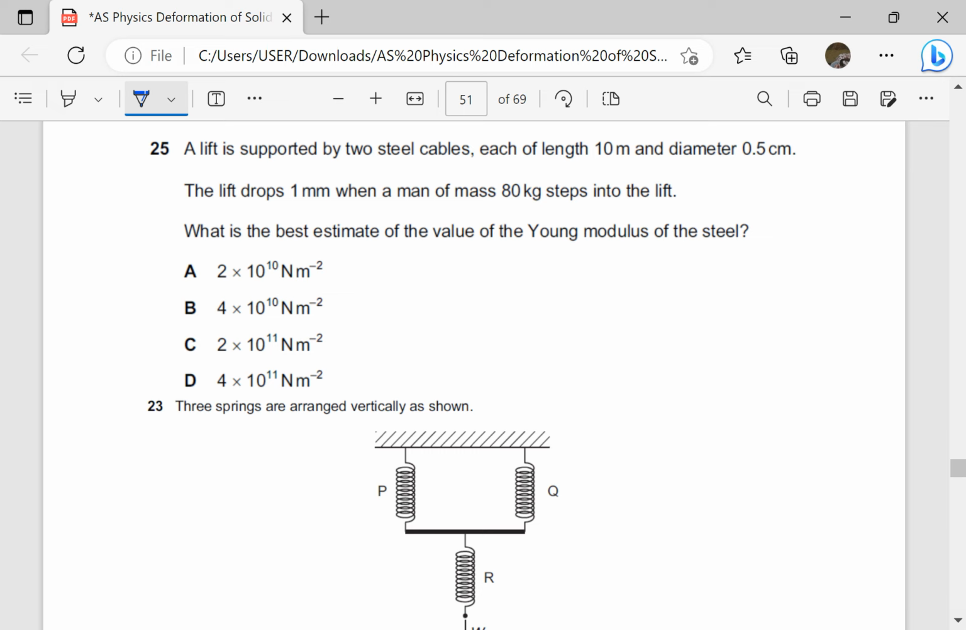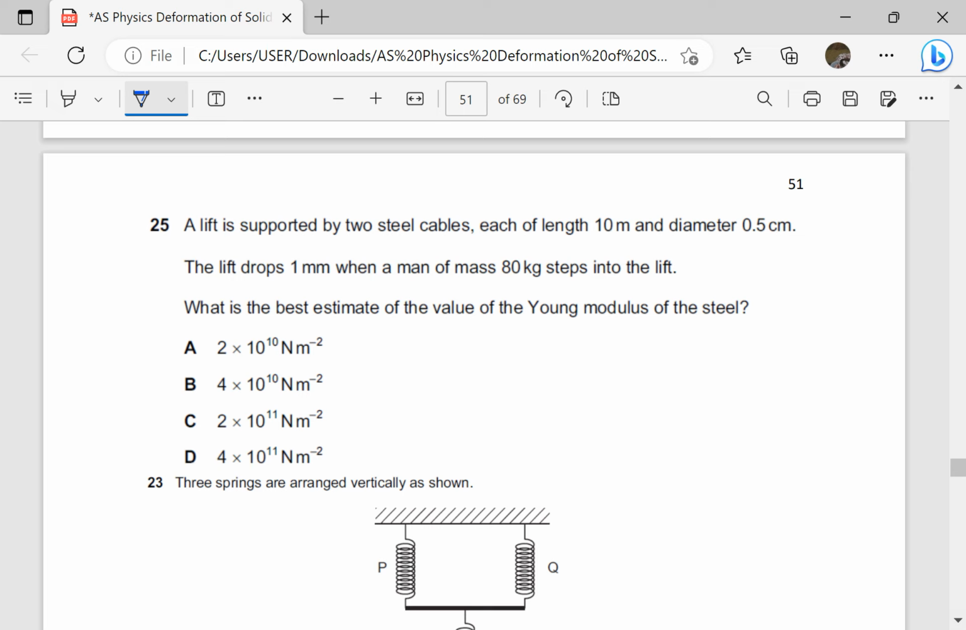A lift is supported by two cables, each of length 10 meters and diameter 0.5 centimeters. The lift drops 1 millimeter when a man of mass 80 kilograms steps into the lift. What is the best estimate of the value of the Young modulus of the steel?